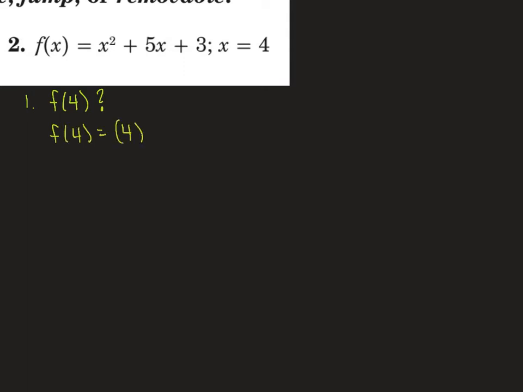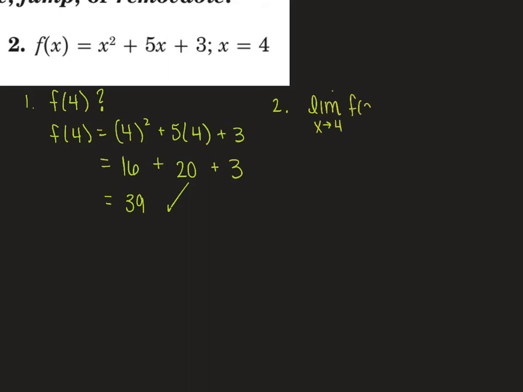So I'm going to have 4 squared plus 5 times 4 plus 3. It's going to be 16 plus 20 plus 3. So it's going to give me 39. It's a big number, but hey, it's real, so it exists. The second thing we need to find out, does the limit exist? So the limit as x approaches 4 of f of x. Does that exist? So again, we need to write that numerical table here.